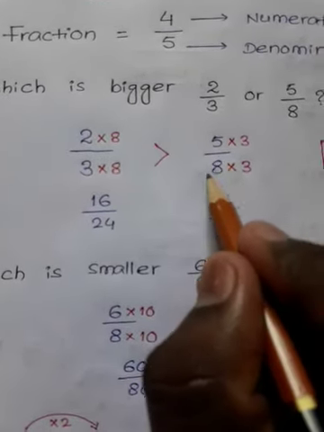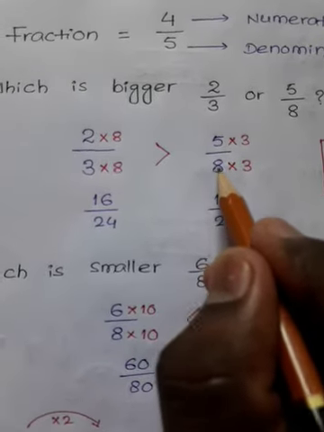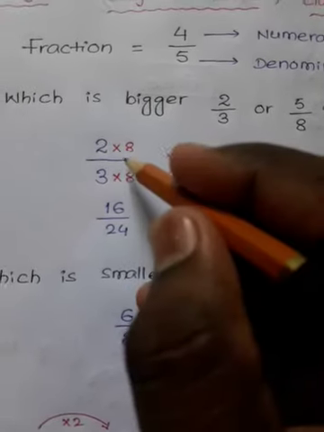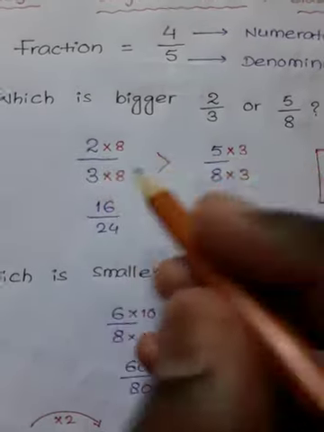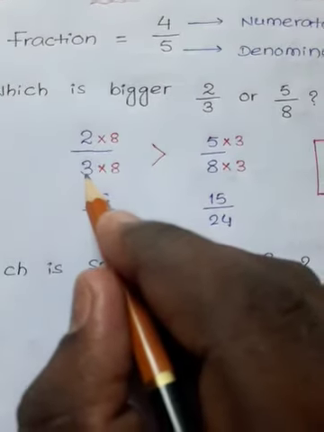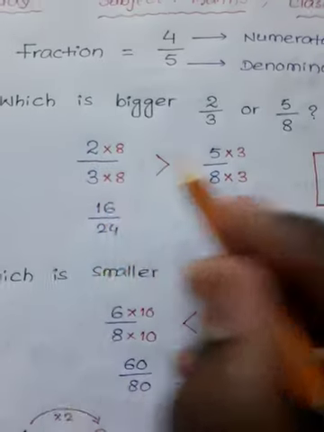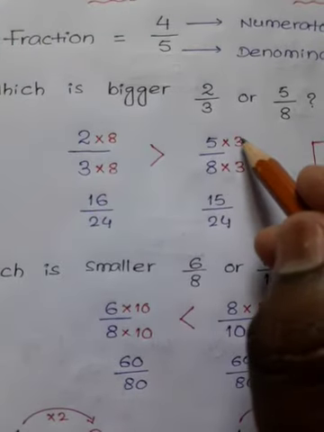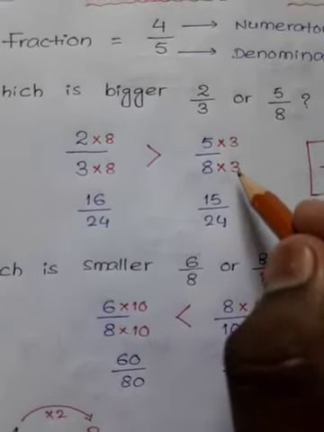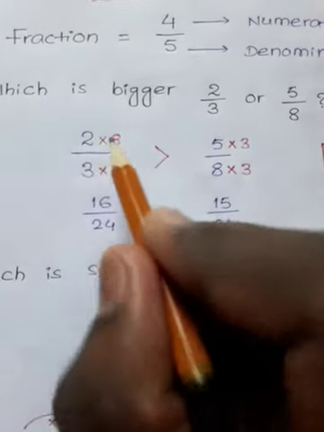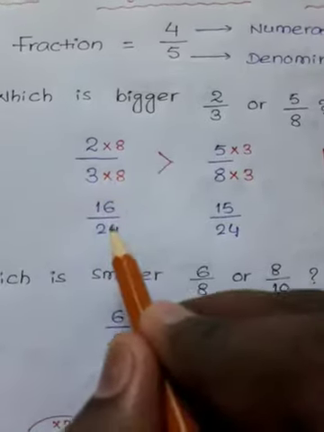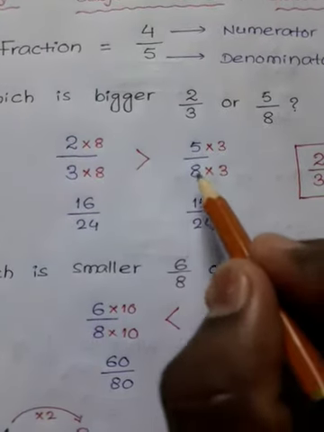Whatever denominator the second fraction has, that number you have to multiply up and down to the first fraction. Similarly, 3 is the denominator of the first fraction. This 3 you have to multiply numerator and denominator of the second fraction. Now, 2 times 8 equal to 16, 3 8s are 24. 5 times 3 equal to 15, 8 3s are 24.